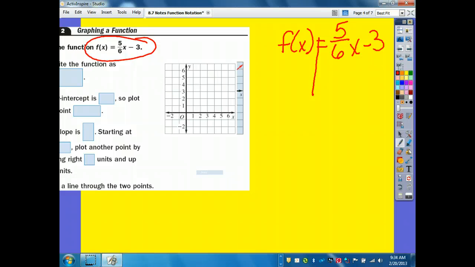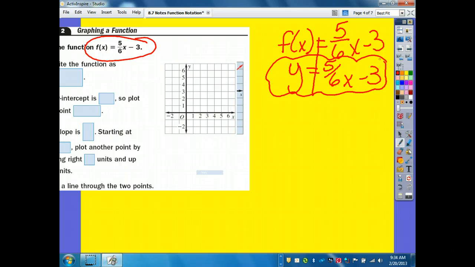That's all we have to do. It's that simple. Instead of f of x, it's just y equals 5/6 x minus 3. Don't even have to rearrange it. We just renamed it, gave the y back again. Now we can graph it. How do you want to graph it?